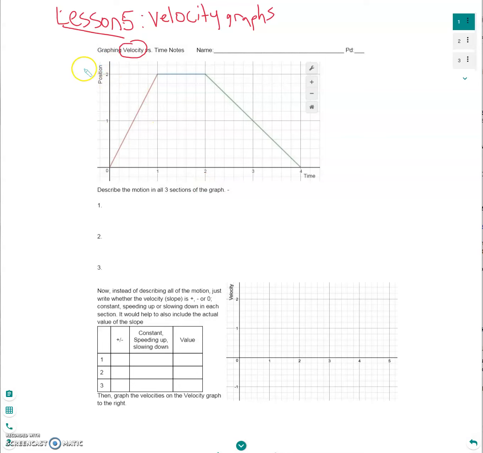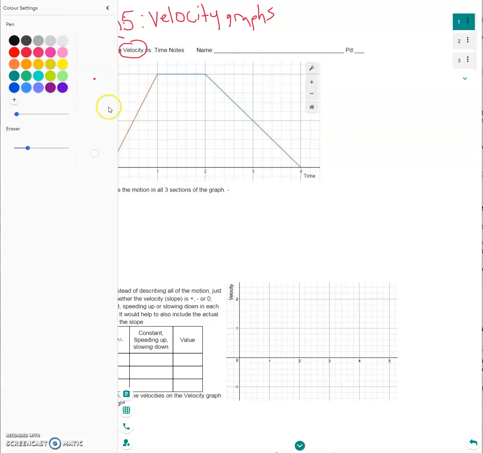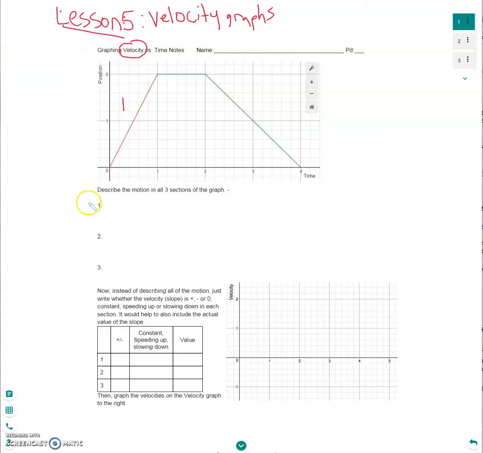So we've got a position graph, position on the X, time on the Y, okay? What we're going to want to do is describe part 1, part 2, and part 3, okay? So I'm going to actually use the same colors that they're using. That looks like orange. I'm just going to call it red because it's easier to see. So part 1's down here, okay? So red's part 1. What's happening here?